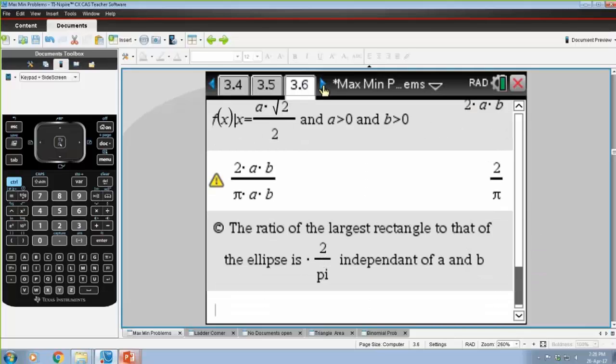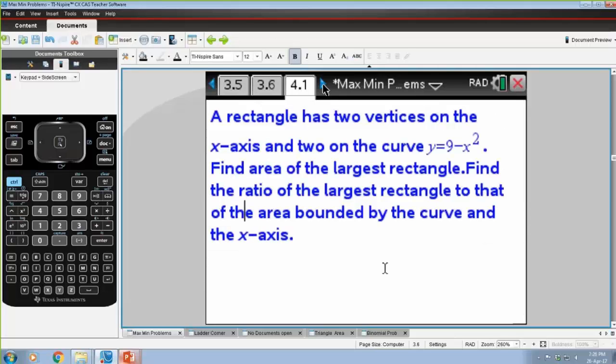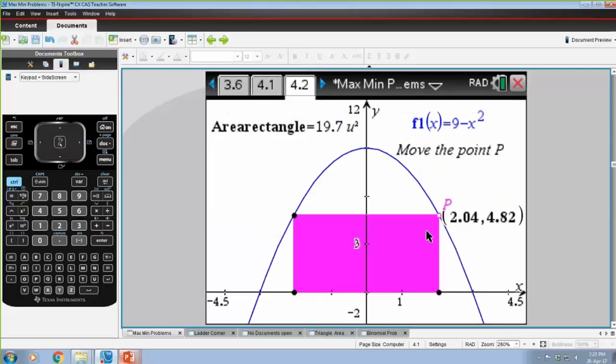All right, I'll just show you one or two more, which is very similar to the one we did before: the triangle inscribed in the parabola 9 minus x squared. Well, this time we want to inscribe a rectangle in the parabola 9 minus x squared. And once again, we'll try to find the ratio of the largest area to that of the area bounded by the curve. So again, this one is completed.